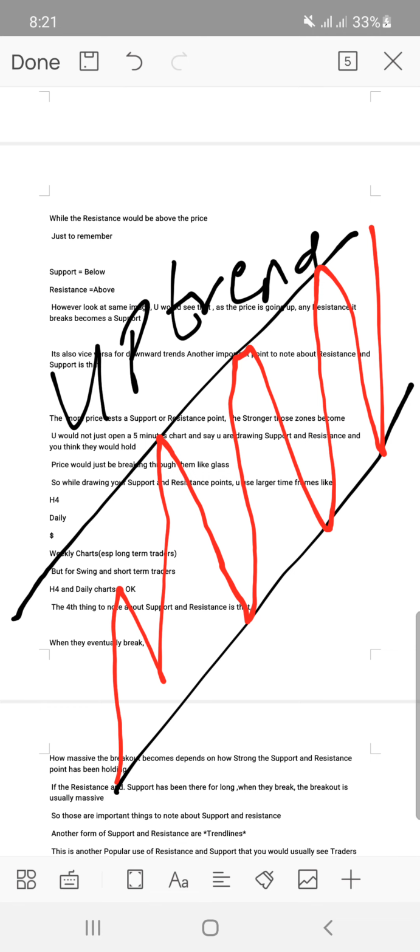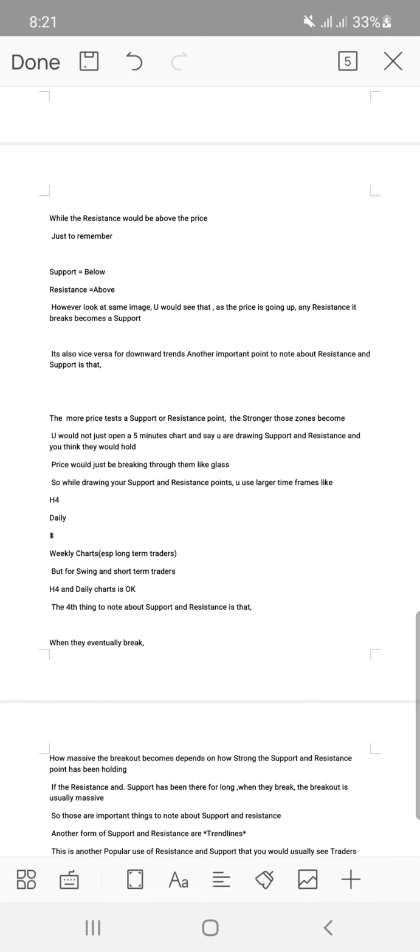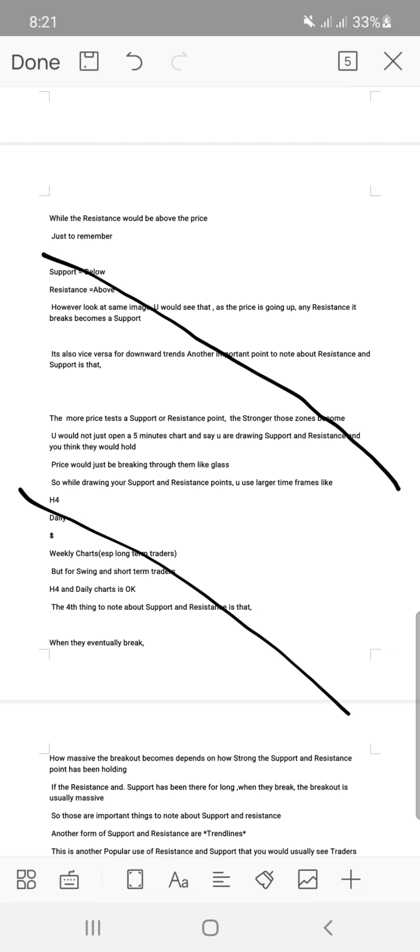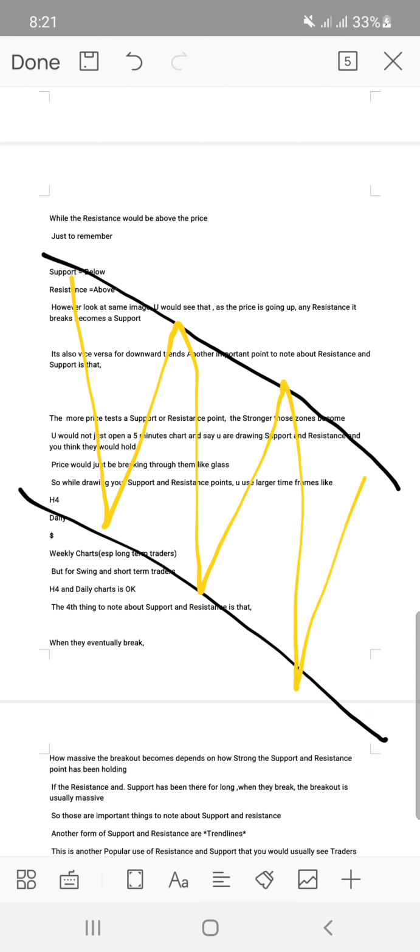Then we have the one we call trend line for downtrend, right? Trend line for downtrend. The market is going like this. As you see, the market keeps going up, down like this, up, down like this. We call this one downtrend.